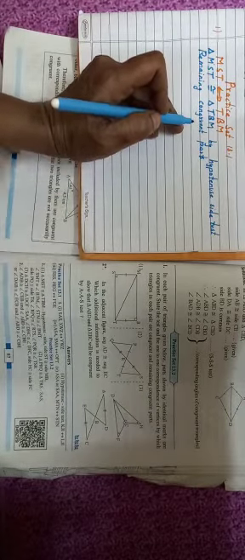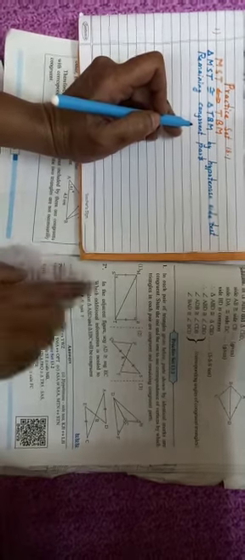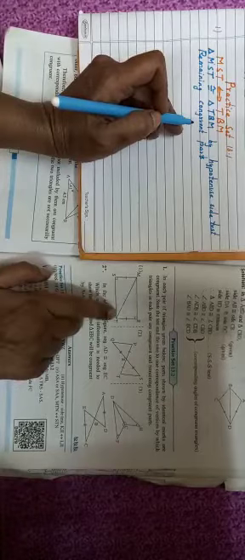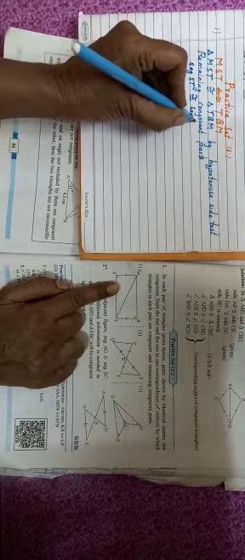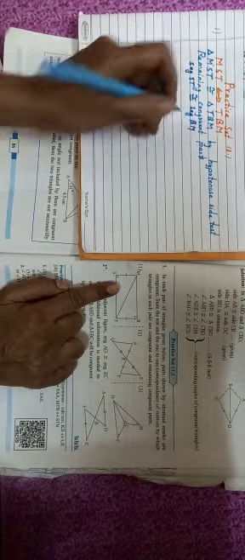And one more side is left. What is that side left? ST. Segment ST is congruent to segment BM. This we will write: segment ST is congruent to segment BM.